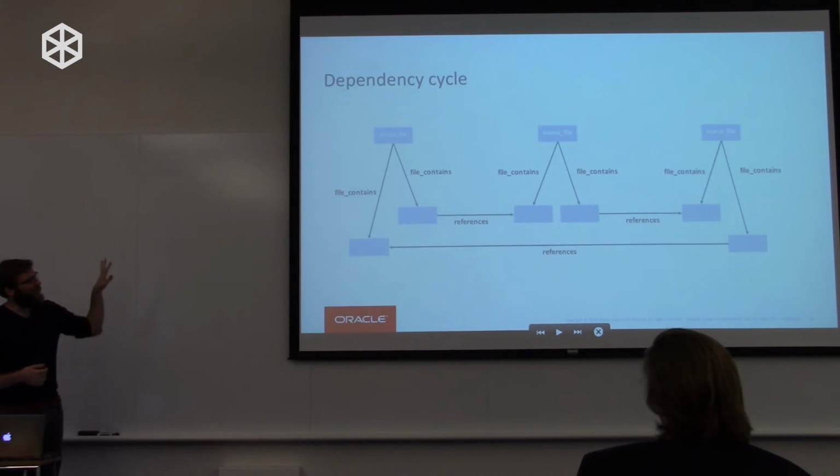So say we have 3 source files here, and we want to detect cases where there's a cycle between 3 files, for example. So we have one source file that contains some node that references some other node that's contained in another file. And that pattern repeats between these 3 files to form this circular dependence.